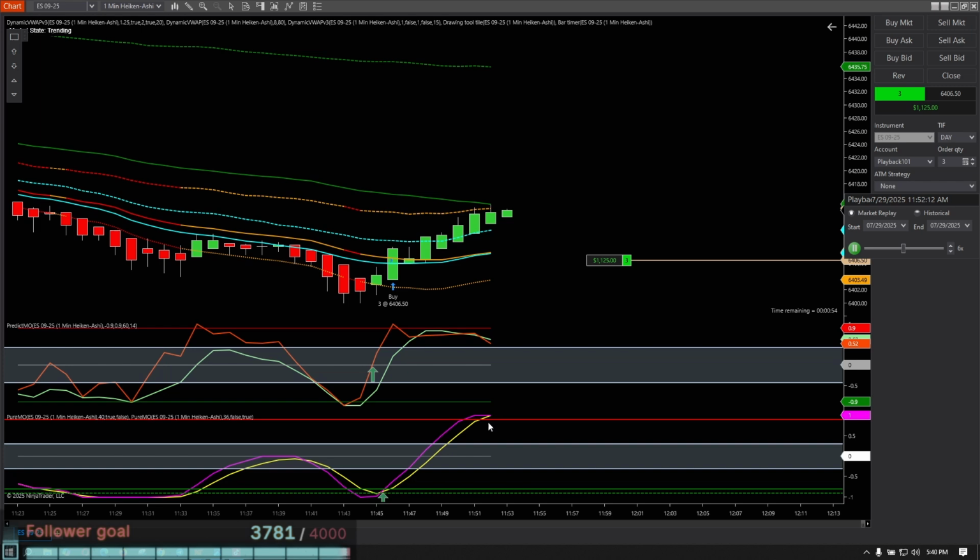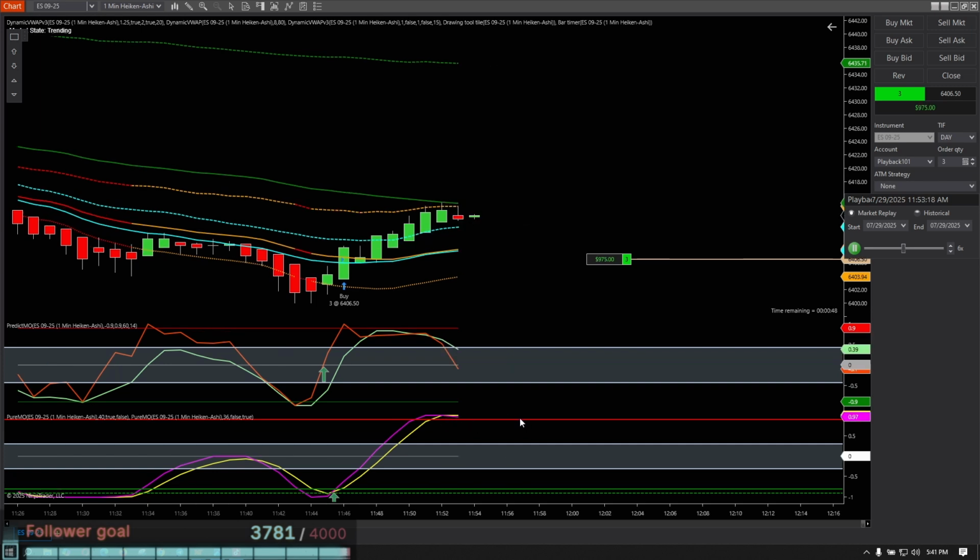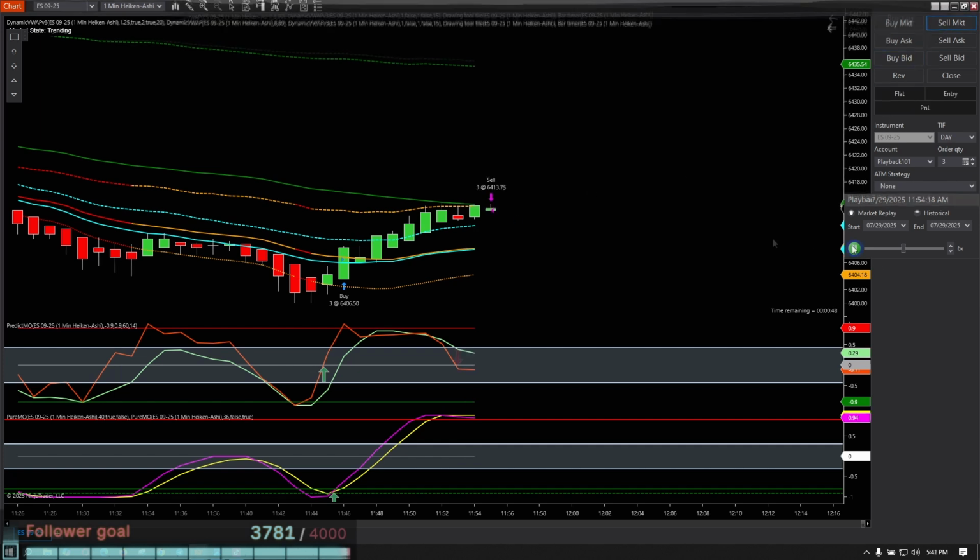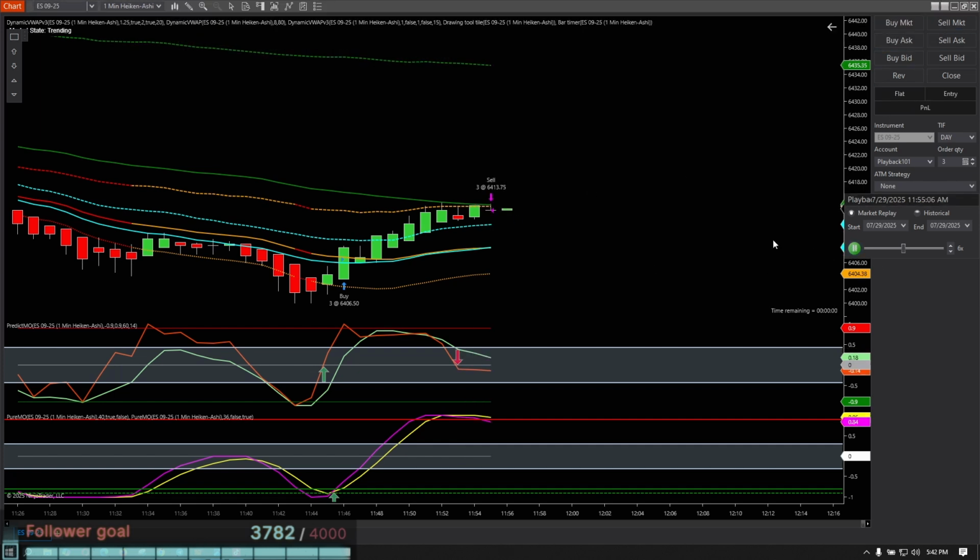Okay? What's happening with PureMO? It's getting into exhaustion zone right here. Which means at the moment it tilts, this purple line tilts down from this red zone, that is it, guys. There is nothing left of the trade. You just had price hit the 80 bar VWAP, and that is probably going to be it right there, okay? Order filled.